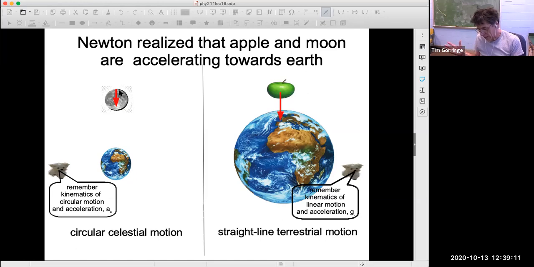And so whilst the last slide illustrated the difference between the circular and straight line motion of the moon and the apple, this slide reminds us, based on our kinematics of circular motion and kinematics of linear motion, that their accelerations are actually in exactly the same direction. Both the moon and the apple are accelerating towards the center of the Earth. And so that was a huge realization. Let's go on to the next slide.